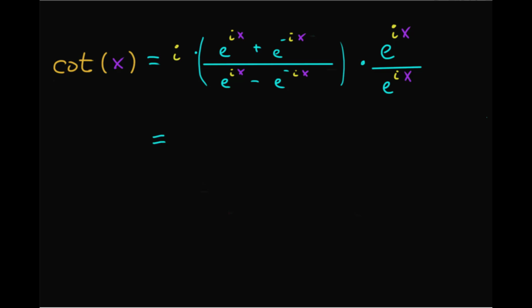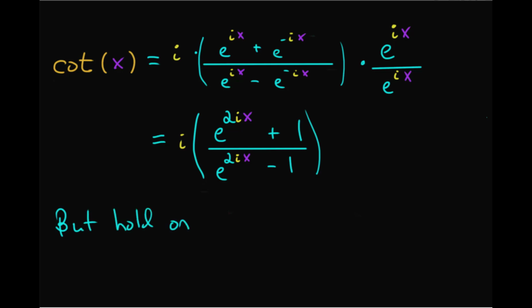So when we multiply through, we get that cotangent of x equals i times the quantity, well, e to the ix times e to the ix is e to the 2ix, and then e to the negative ix times e to the ix is just e to the 0, which equals 1. So in my numerator, I have e to the 2ix plus 1. And then in the denominator, when I do the multiplication, I get e to the 2ix minus 1. So cotangent of x equals i times e to the 2ix plus 1 all over e to the 2ix minus 1.